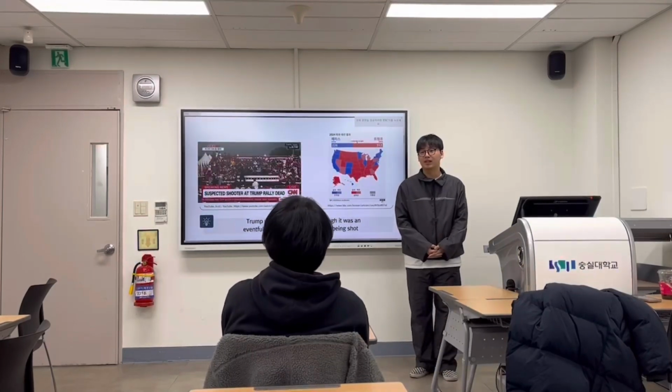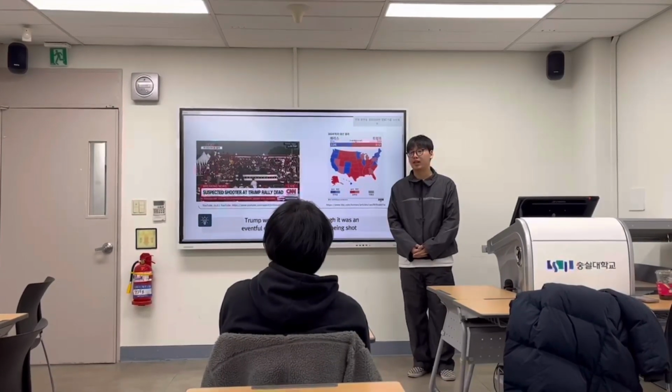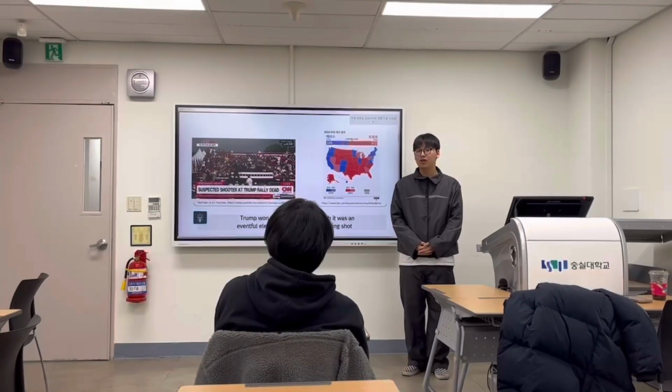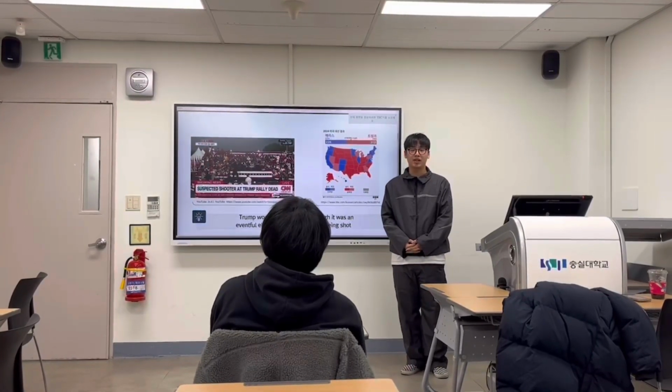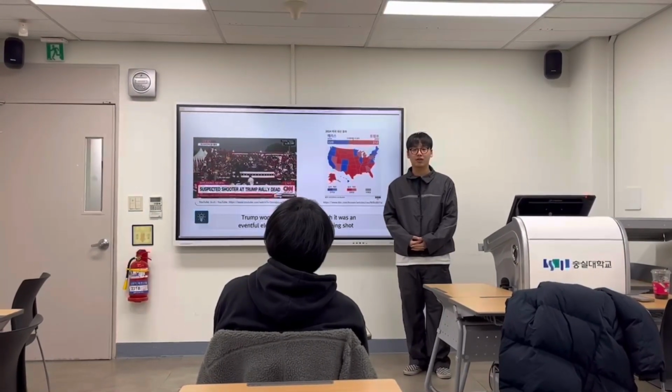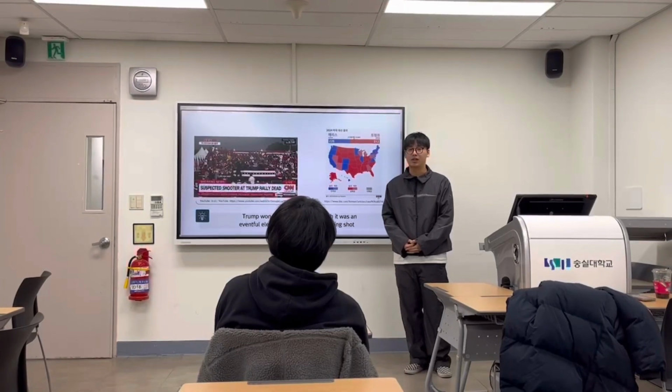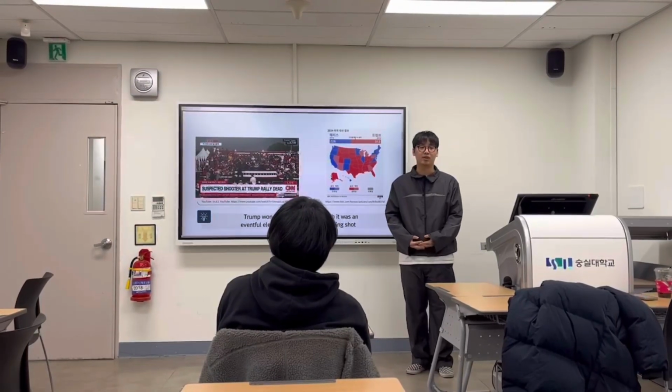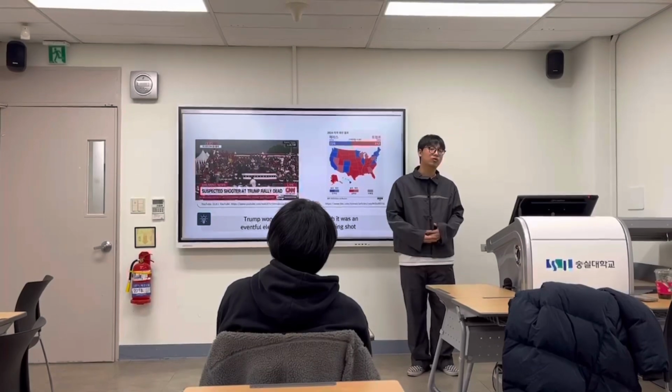Donald Trump was elected as 47th US president after the 45th. Trump, who ran against Harris, a presidential nominee with totally different characteristics, won the election, even though it was an eventful election process, including being shot.